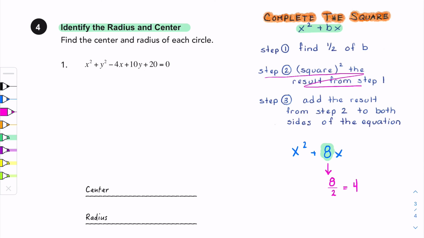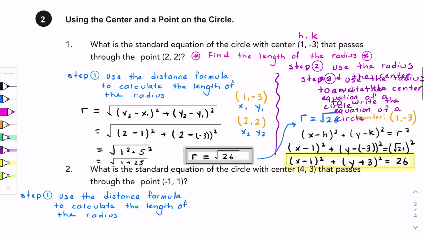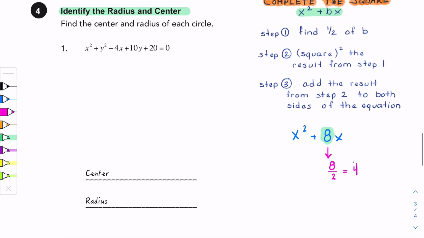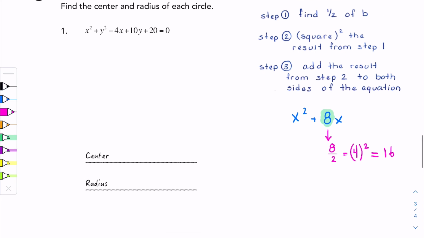Step 2 says to square the result from step 1. So we're going to take 4, and we are going to square this value, leaving us with 16.